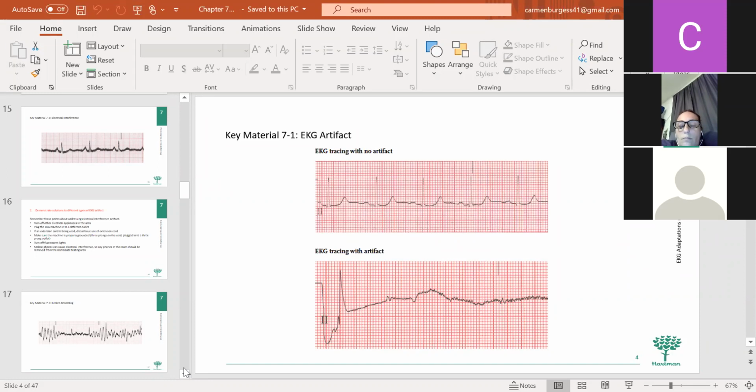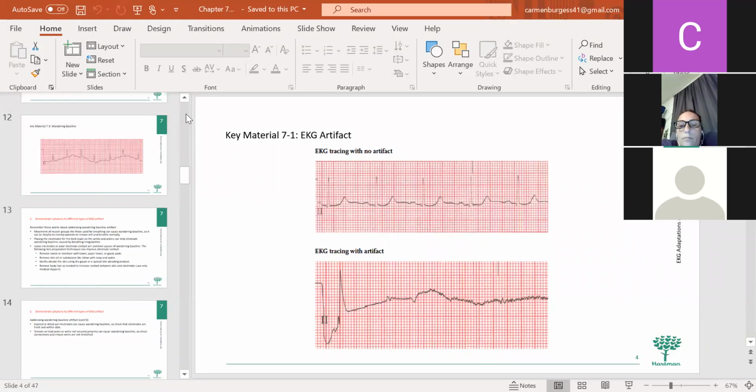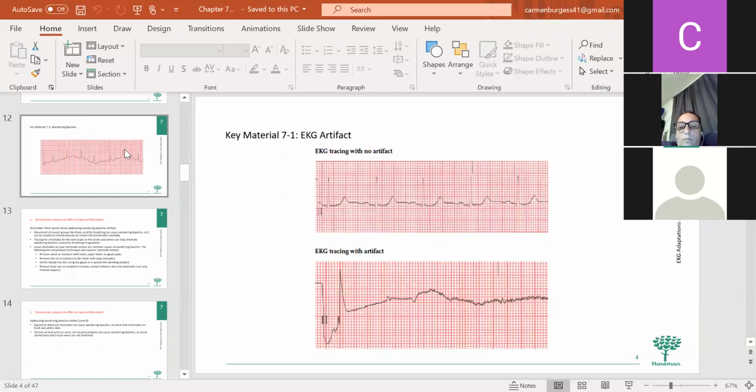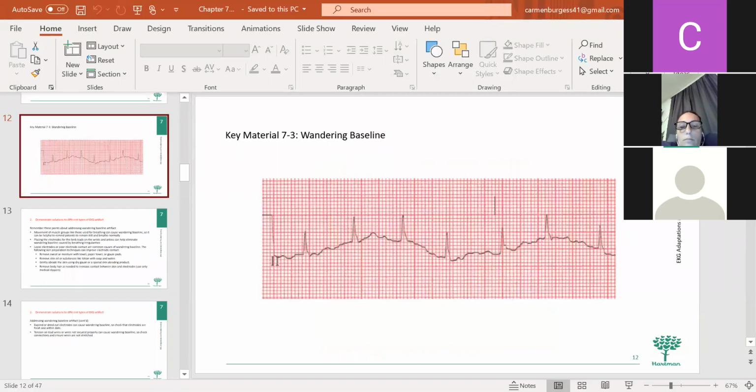Because when you look at this on a picture, if I show you a picture right here and say, what is this? Well, if you say to me it's artifact, I'm going to say, yeah, but what kind? So what kind of artifact is this? Wandering baseline. And if I needed to troubleshoot that, because how can I troubleshoot if I don't know what it is? I can tell you it's wandering baseline. How am I going to troubleshoot that? I need to know what causes it.